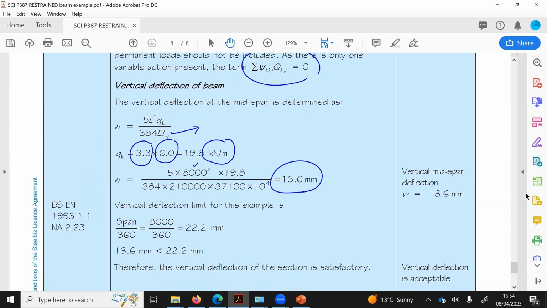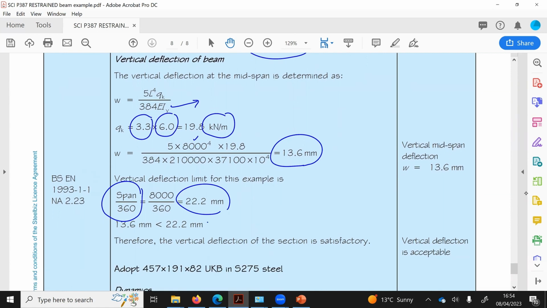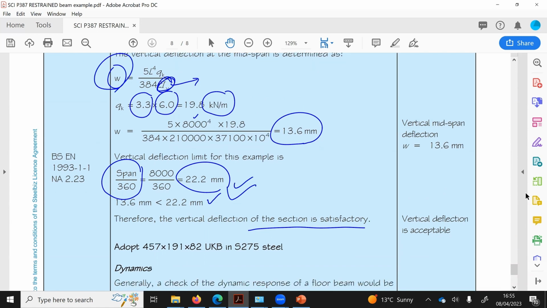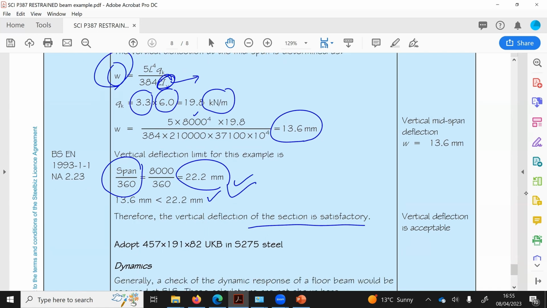And this has to be less than the deflection limit. For the deflection limit, the most common one is span over 360. This is 22.2. The deflection is less than the deflection limit. It means that the beam is fine for deflection. If it is not okay in deflection, then you will choose a deeper section. We can now say that the 457, 191, 82 UKB section in S275 steel is fine for this beam.